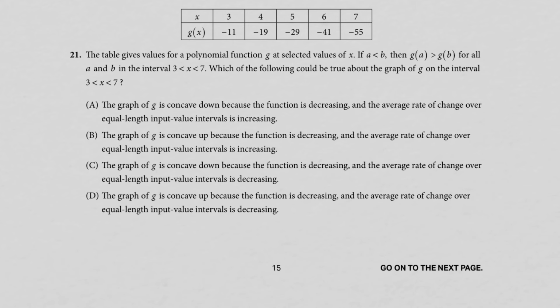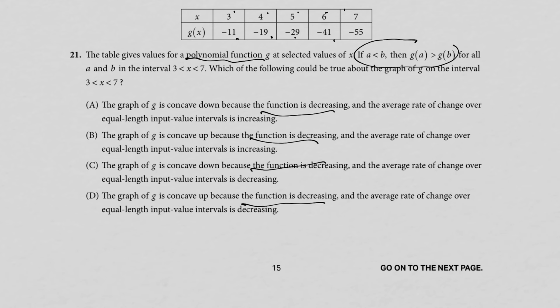21, we have a table. It's a polynomial function. If A is less than B, then G of A is greater than G of B. They're just saying as this gets bigger, these get smaller. So it's just decreasing. What can be true about the graph? So the function is decreasing. It's concave down because the function is decreasing. They all say that. So that's not even part of the question.